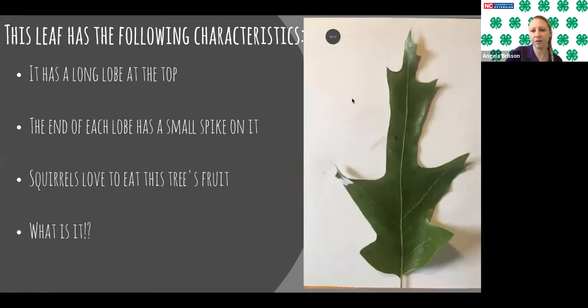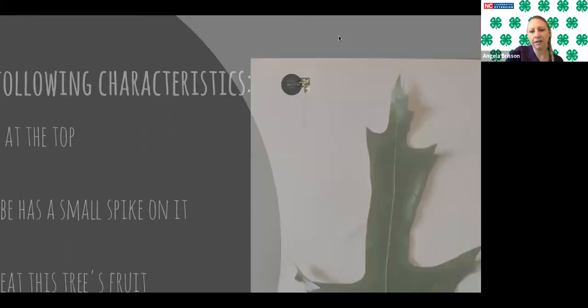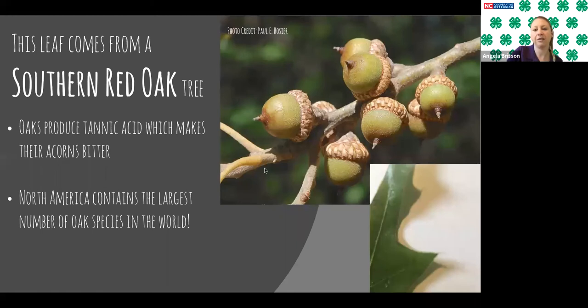This lobe up here that looks like a finger, and then these little spikes on the tips of the lobes tells you that this is a red oak. And that lobe that sticks up at the top, that finger that points up, that tells you that's a southern red oak. All oak trees produce tannic acid, and it's something that they store in their acorns, and it tastes bitter, and it helps protect the tree from predators. And we'll come back to that in just a minute.